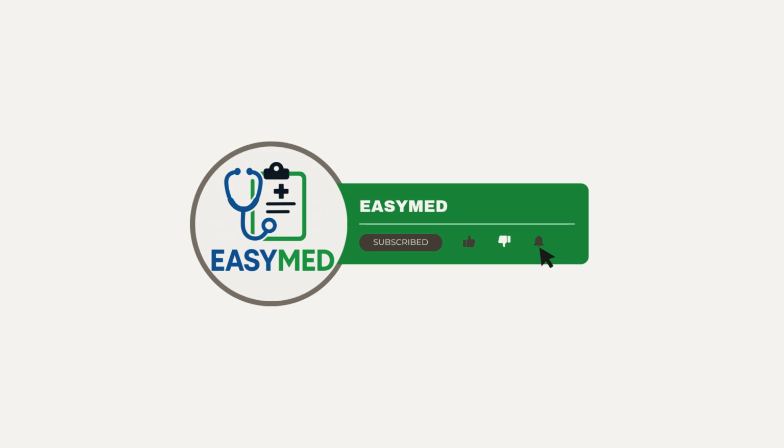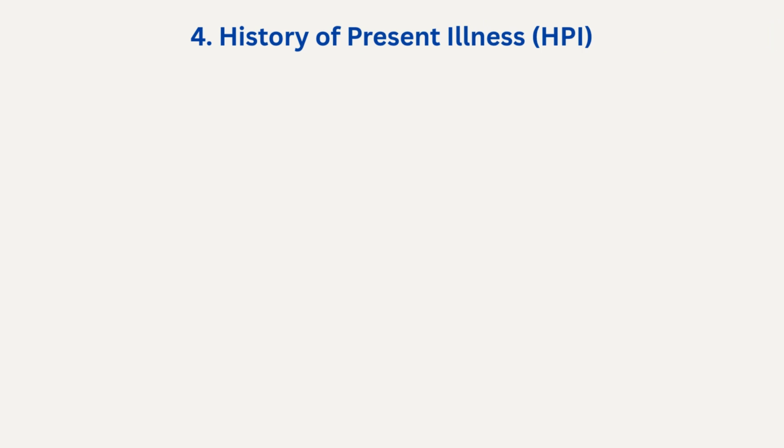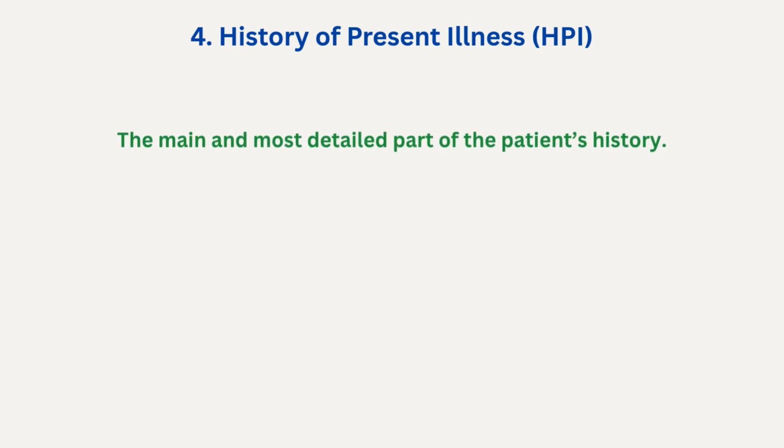Alright folks, let's come to the next component, which is History of Present Illness, HPI. The history of present illness is the main and most detailed part of the patient's history. It explains why the patient has come to the hospital in a chronological and thorough manner. You should give this section special attention as it contains the key clues for diagnosis and clinical reasoning.